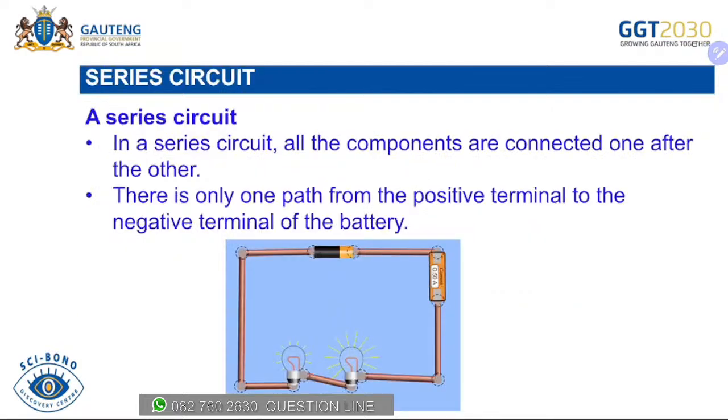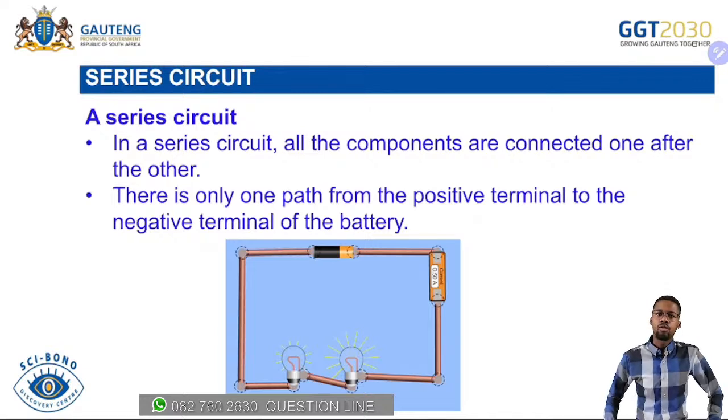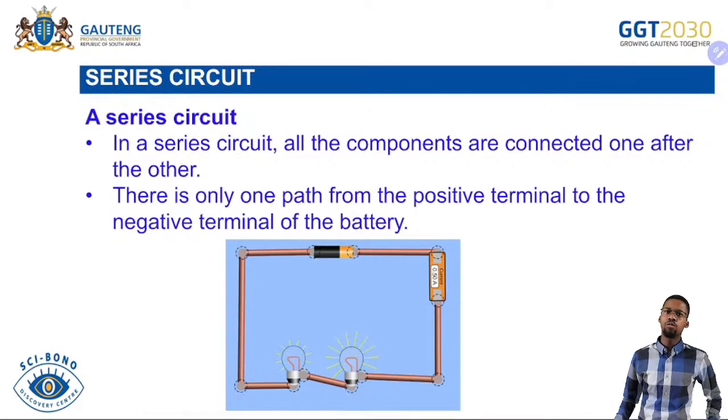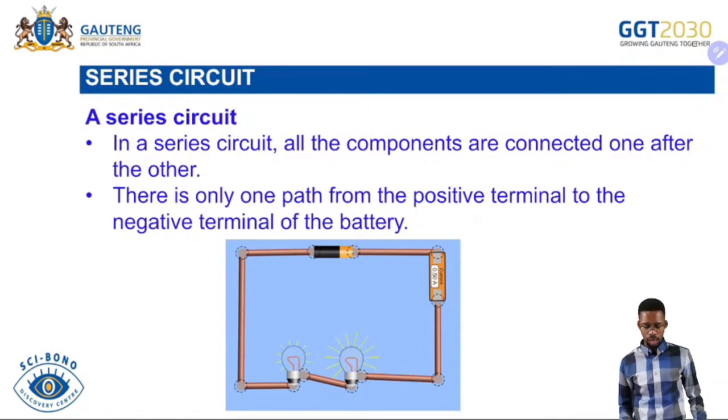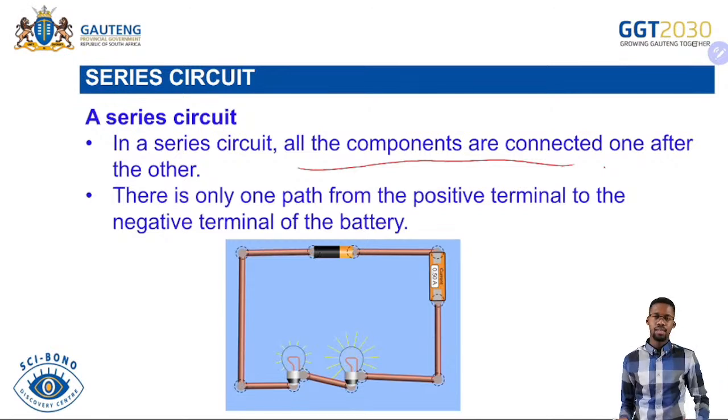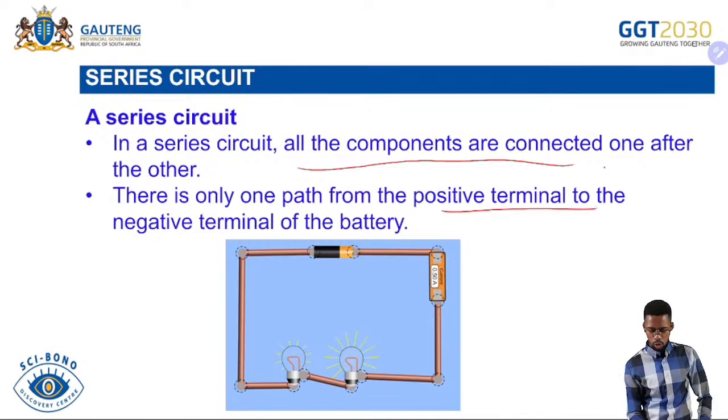So let's talk about circuits. Components can be connected in series and they can be connected in parallel. When we talk about a series circuit, we are saying that all of these components are connected along the conductor. This way you can see that there's only one pathway from the positive terminal to the negative terminal of the battery.